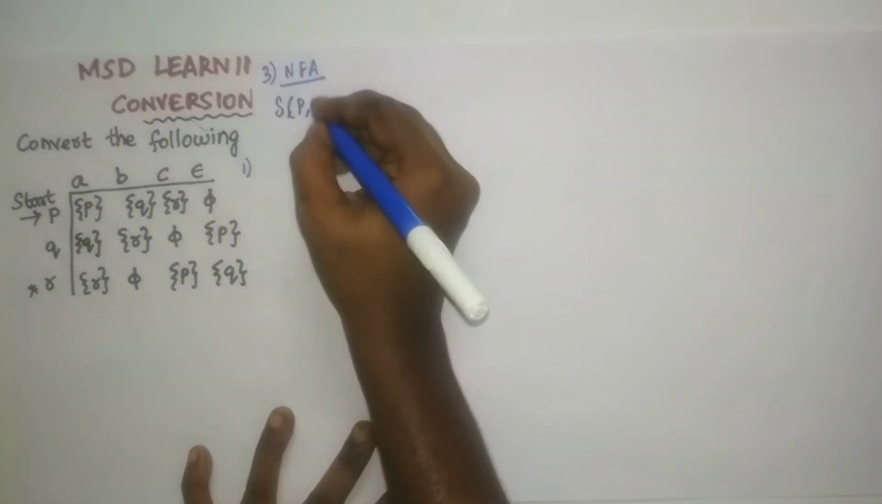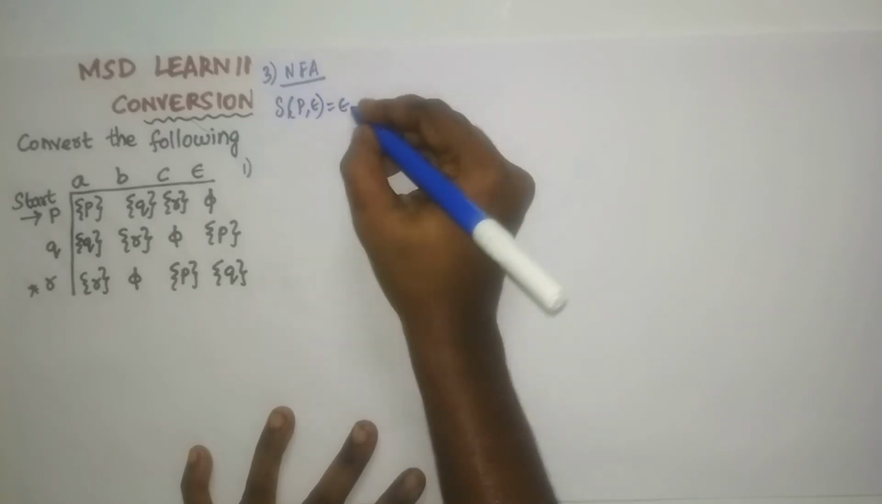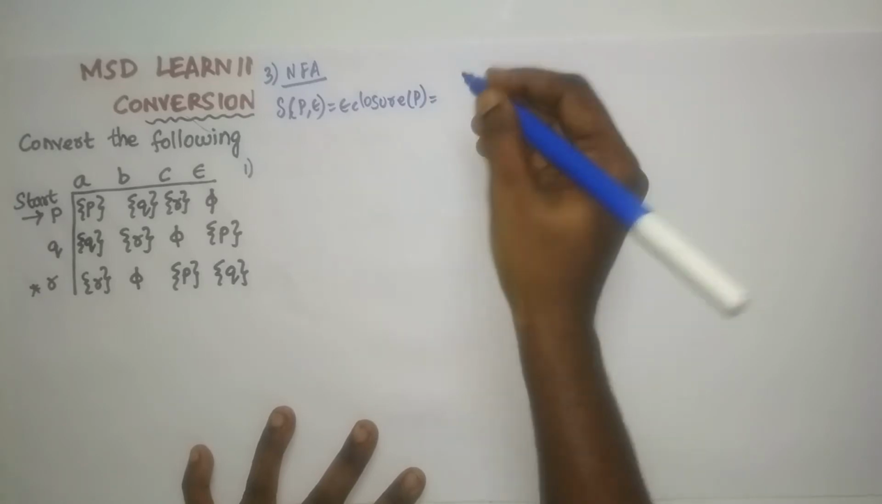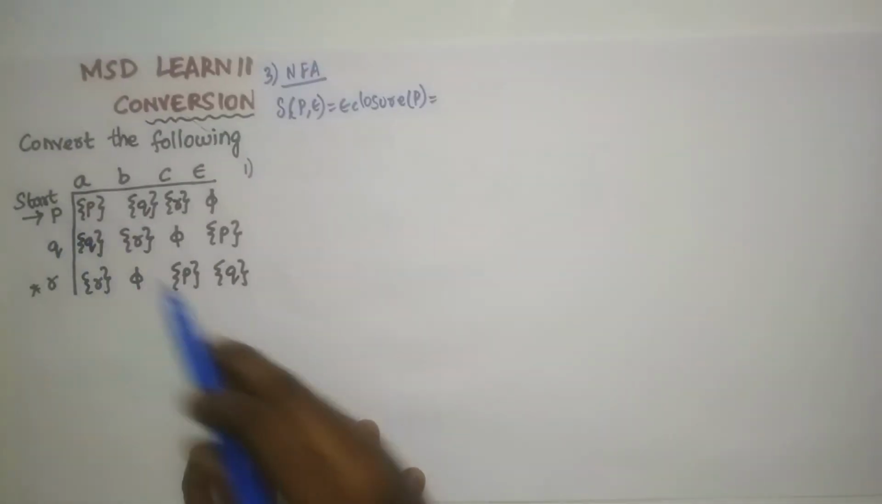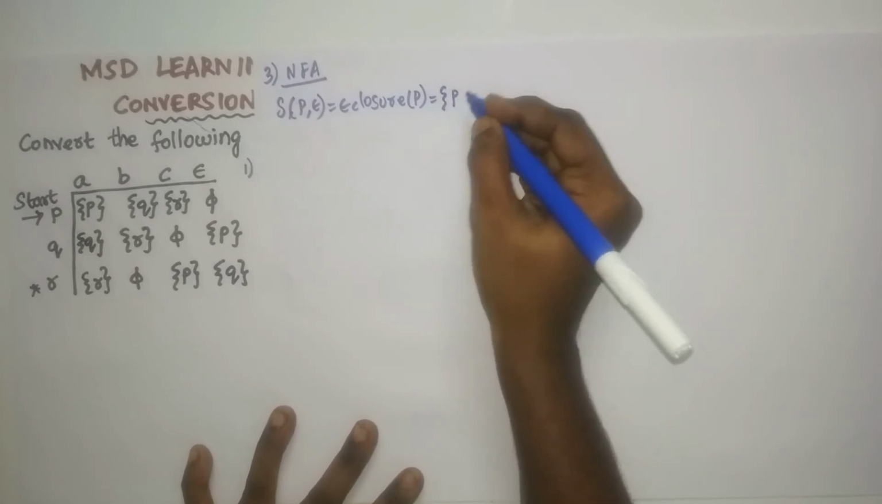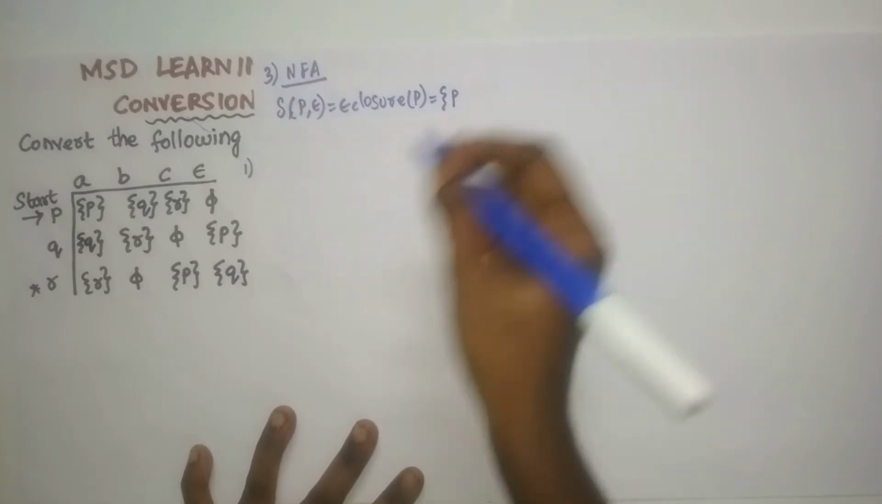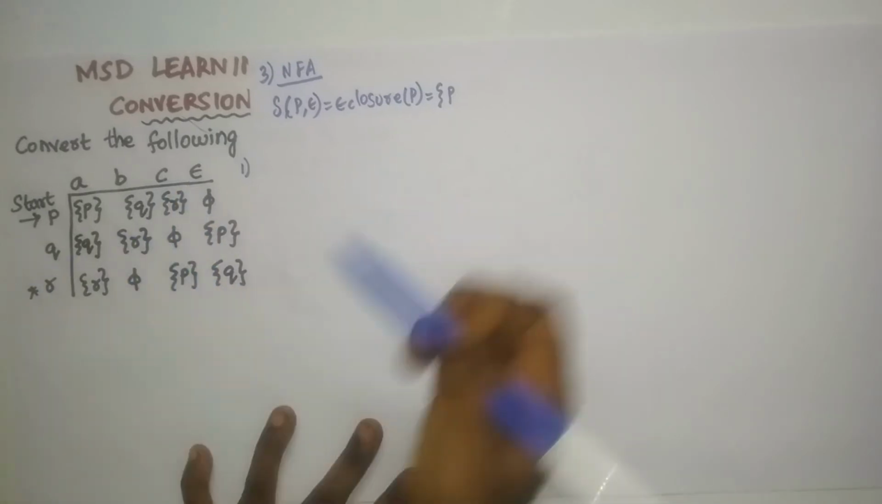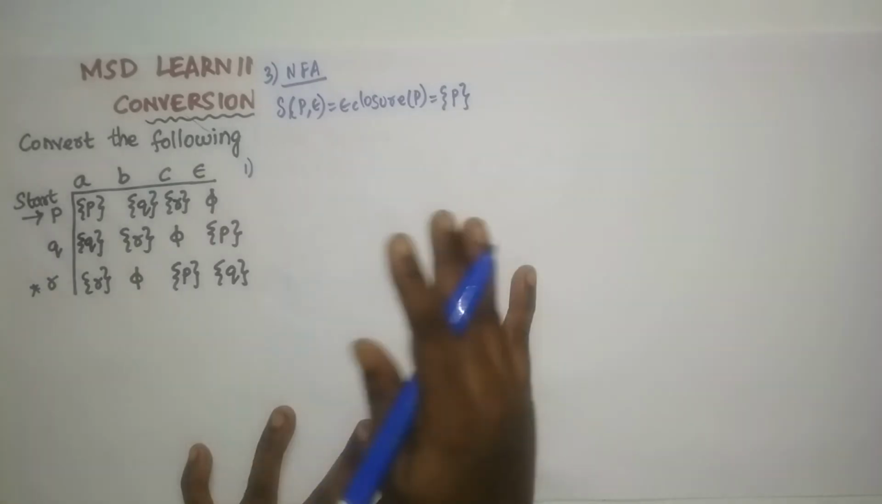Delta of P comma epsilon is nothing but epsilon closure of P. Epsilon closure of P is nothing but P; you first write that state. Then you check whether P on epsilon goes to any state. P is not going to any state, so the epsilon closure of P ends with this.